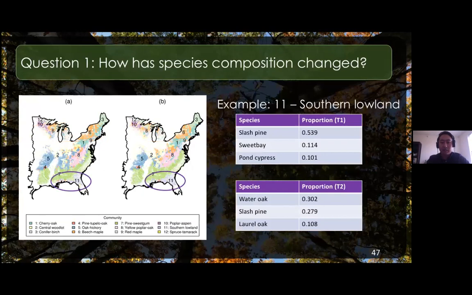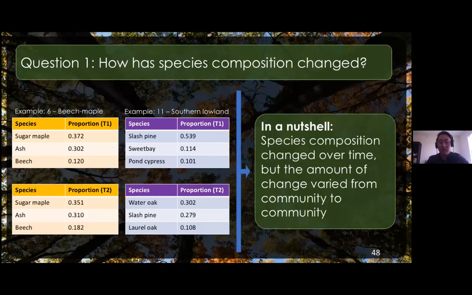However, when we look at this community down in the south, the southern lowland community, at time one, it was dominated primarily by slash pine with a smaller component of sweet bay and pond cypress. But at the most recent time period, there's been an invasion by oak species. So there's water oak and laurel oak and a few others that have joined this community. And so it's no longer dominated by slash pine. So just in a nutshell, these communities are changing their species composition, but it really varies from community to community how much change is occurring.